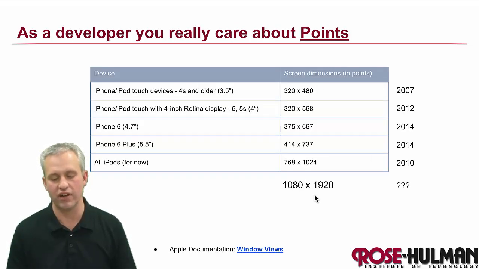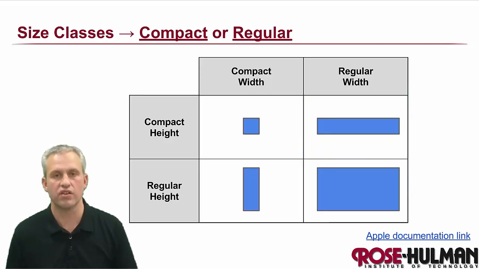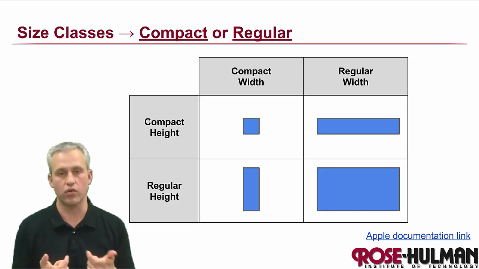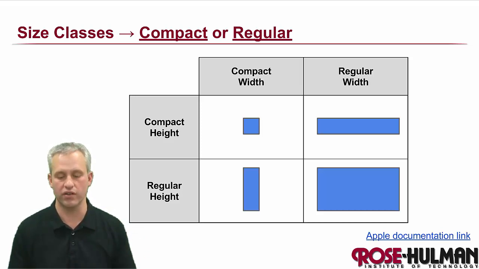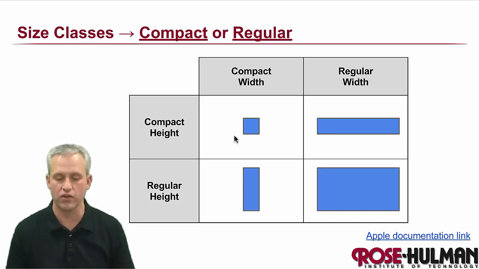Apple acknowledges that it's starting to get complex, right? If you had to design for each one individually, that'd be a problem. So what they introduced is a concept called size classes. Each device has a width and a height, and each one falls into either the compact category or the regular category. So right now they have 2: compact and regular. I think the picture speaks for itself. Your width can be compact or regular. Your height can be compact or regular. And that gives you 4 different categories for devices. So these are the 4 size classes.